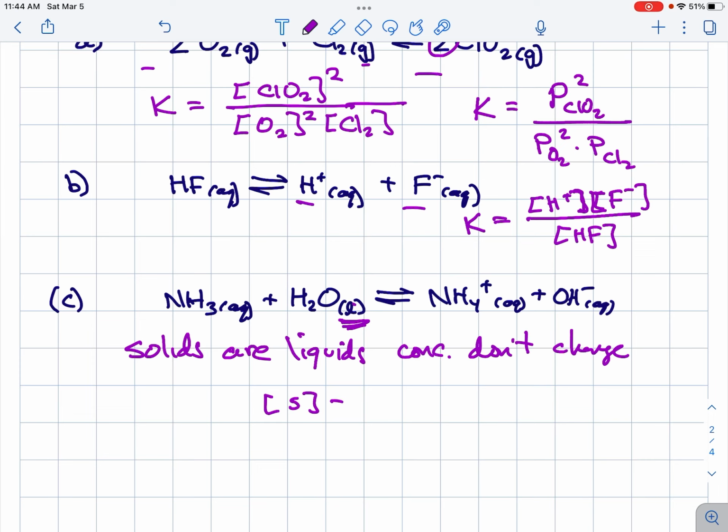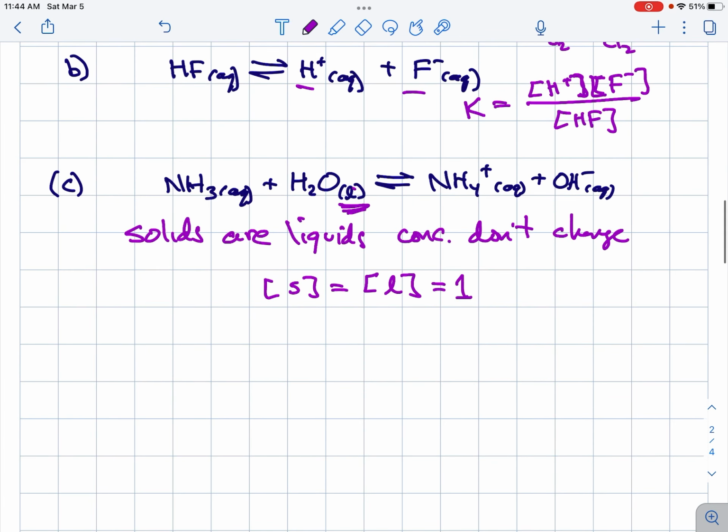There's some subtlety here that you don't need to worry about at this level. If you take some advanced coursework, we'll talk more about this. But solids and liquids, we're going to pretend like their concentration is 1. It's going to make everything work out a lot better.